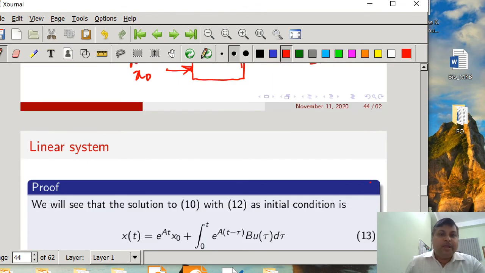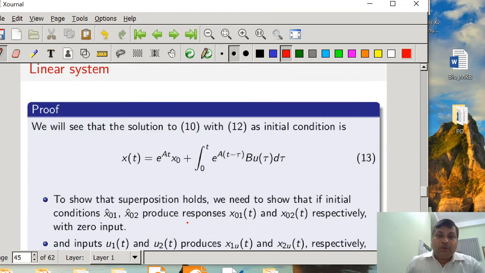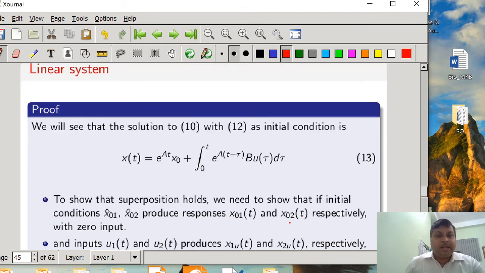This is the way we can do that. We know that the system solution x(t), with the initial condition and the input, is x(t) = e^(At) x0 plus the integral from 0 to t of e^(A(t-tau)) B u(tau) d tau. Now, to show that superposition holds, we need to show that if the initial conditions x01 hat and x02 hat produce responses x01(t) and x02(t) respectively with zero input.